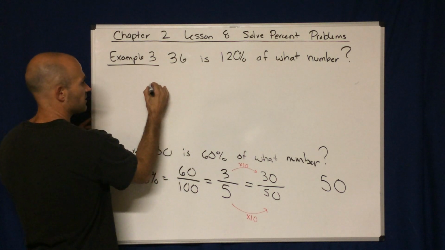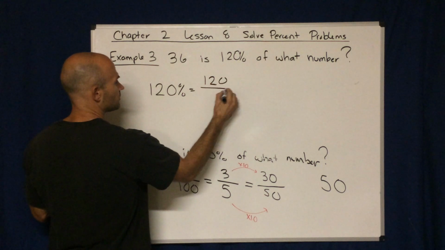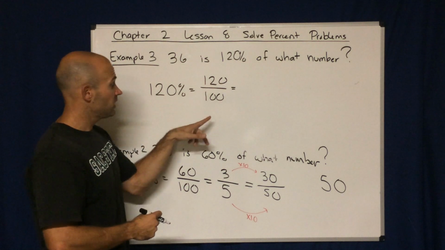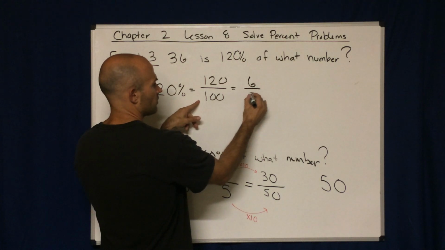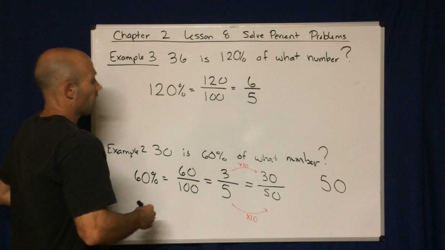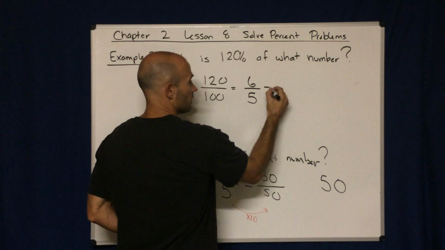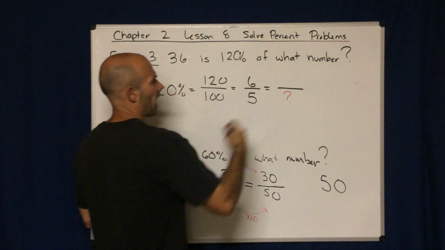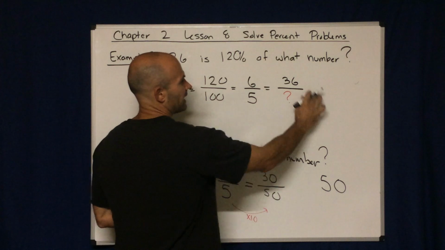So 120% as a fraction would be 120 out of 100. Once again, I reduce. It looks like both of these numbers are divisible by 20. 20 goes into 120 6 times, and 20 goes into 100 5 times. I now think I'm taking 6/5 of some number, and I'm getting 36 back. So after I take 120% of some number, I get 36.